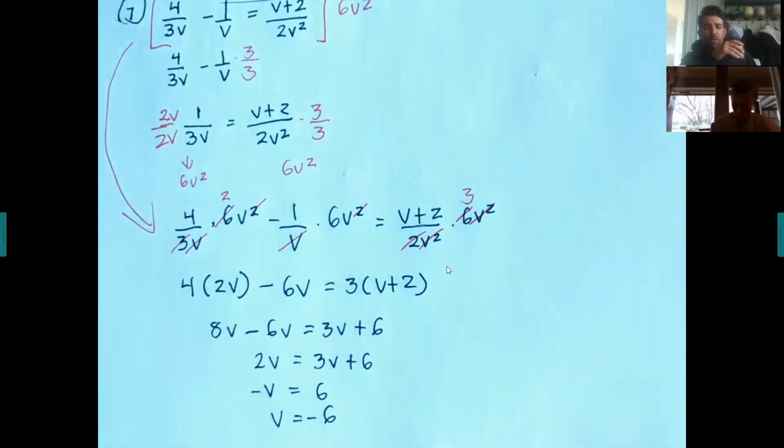Sometimes I feel like these are more difficult than the ones we just did, just because you can't really factor this out very well. It's harder to see what the lowest common denominator is going to be.